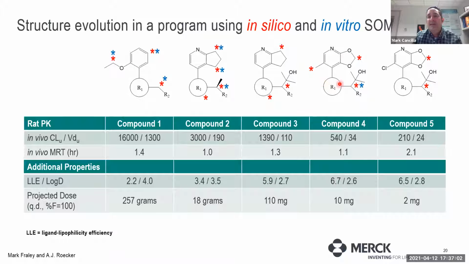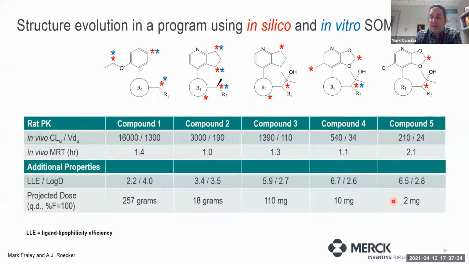In the next round, we did MetID. We only found 1 oxidation in this area here. Again, the clearance is coming down, LLE is coming up. Now we're getting really low, 10 milligrams. And they continued on, and this was one of the final series here. In this case, it was able to see this methyl group out here was going to be oxidized. We didn't see that, but they changed it to a chlorine, and now you have really good compound characteristics and a predicted dose of only 2 mg.